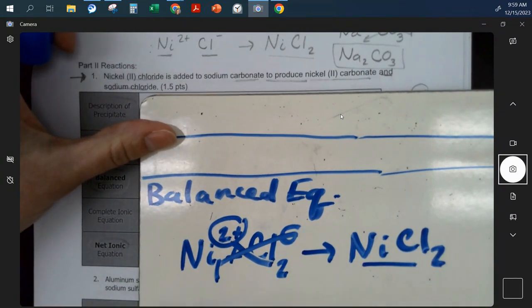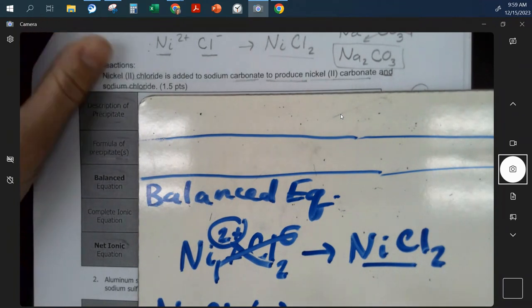So I am going to put nickel chloride. That's one of my compounds. It was dissolved in water. So all of my chemical equations need a phase. So if it's dissolved in water, then I need to put that it's in the aqueous phase. That's the AQ. Have you ever seen that? Oh, thank you.